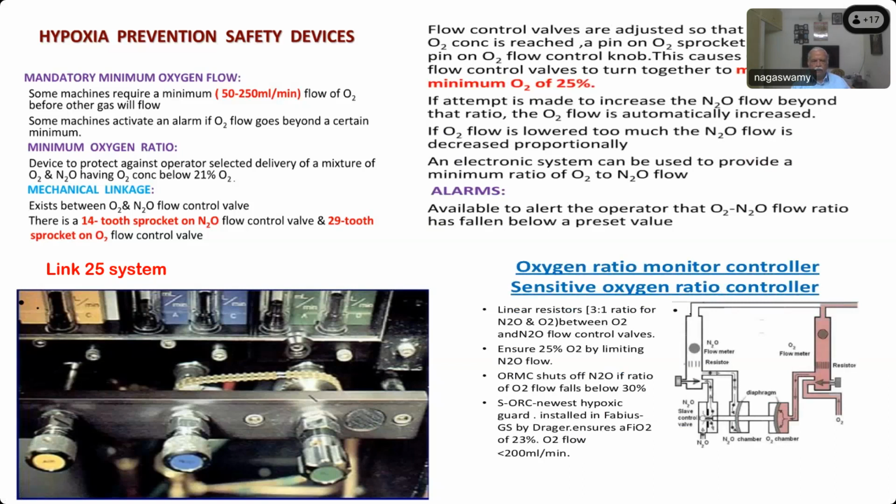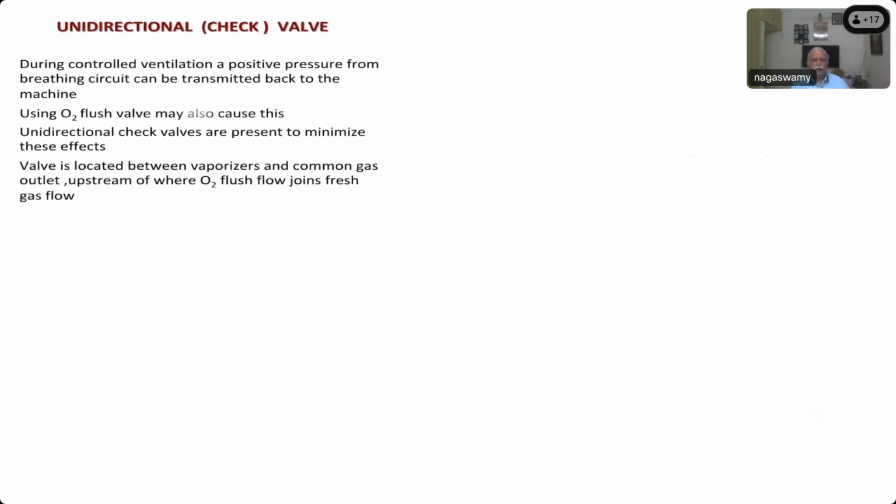And another method of preventing hypoxia in the Draeger machine is the oxygen ratio monitor control, the oxygen ratio controller, which works on the principle of valve adjustment with a diaphragm. So there is an oxygen chamber. Of course, in the exam you can't describe all these things, but at least remember the name ORC, oxygen ratio controller. So they are the hypoxia prevention devices.